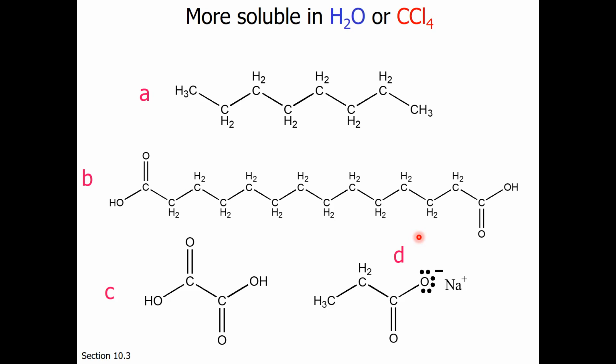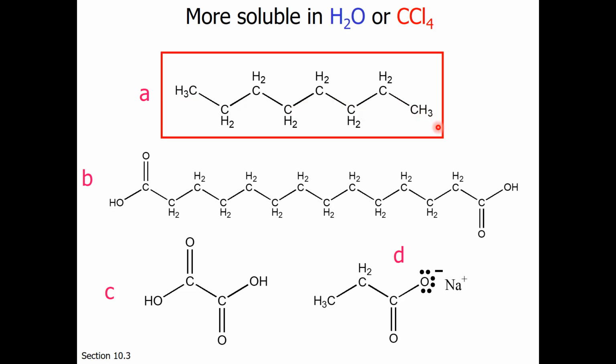Now let's try some organic type compounds. We'd like to know, are they more soluble in water, which is polar, or carbon tetrachloride, which is nonpolar? Let's look at this first compound. Nothing but carbons and hydrogens. That is a nonpolar material, so it would be more soluble in carbon tetrachloride.